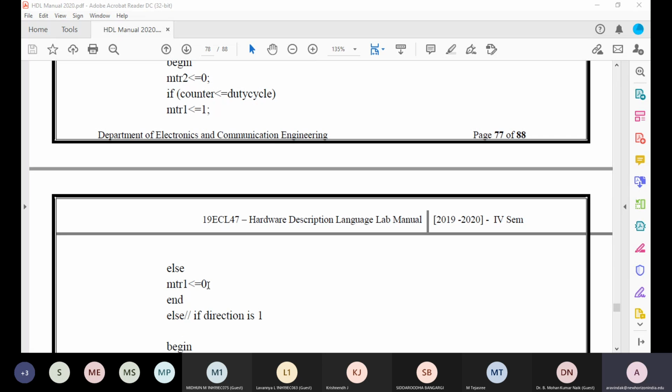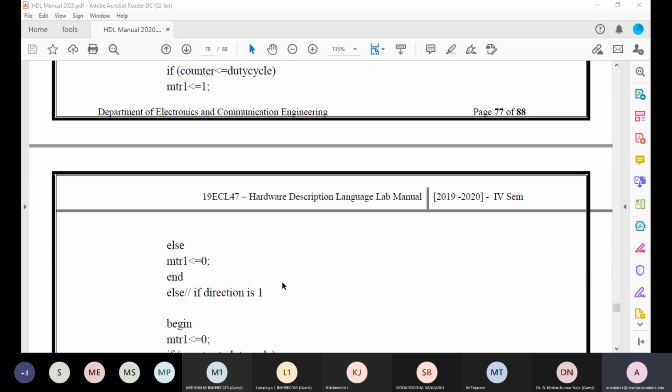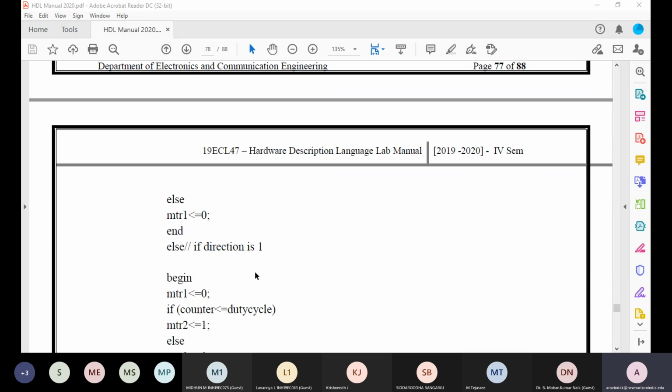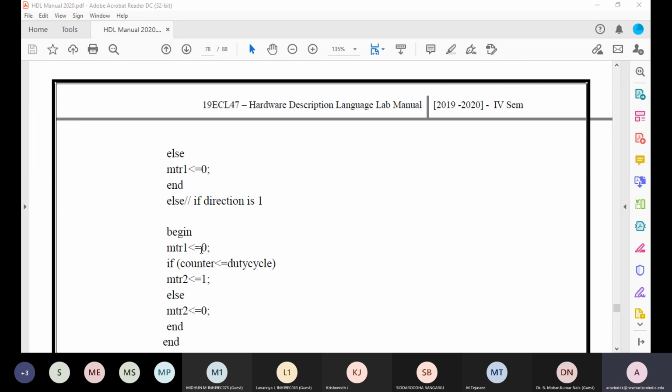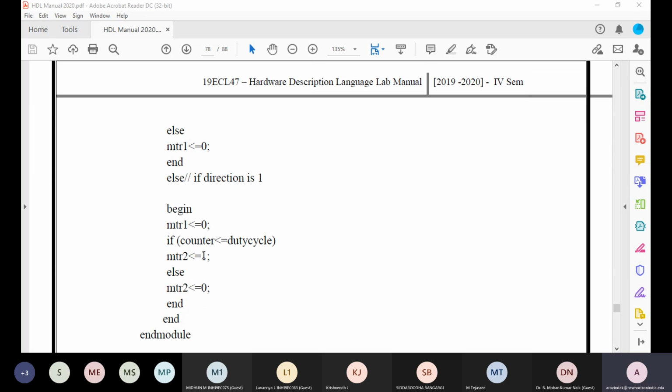Now else, see, if direction is 0, else there is a comment here, if direction is 1. We don't have to say direction is 1 because that is given through a switch there. On the daughter board there is a switch to select the direction also. There are 4 switches to select the speed also. So else begin, motor 1 is assigned with 0 and motor 2 is assigned with 1.